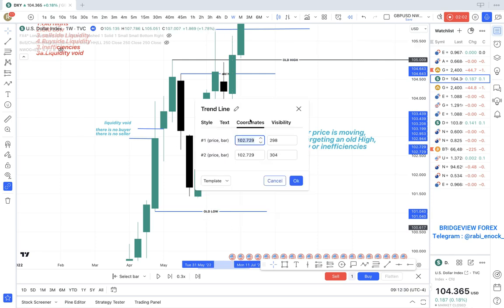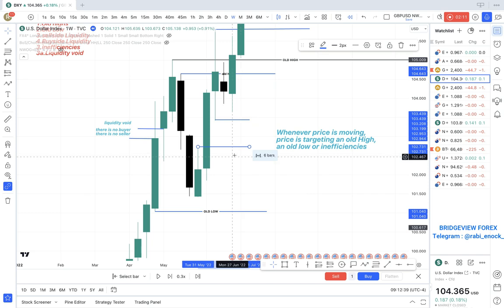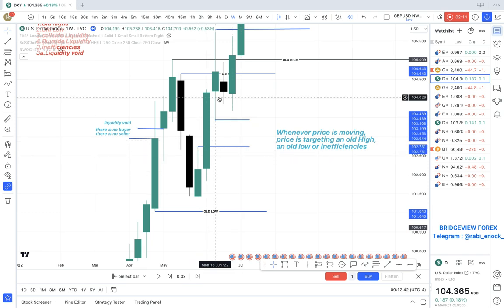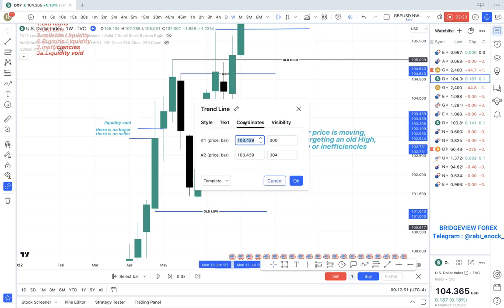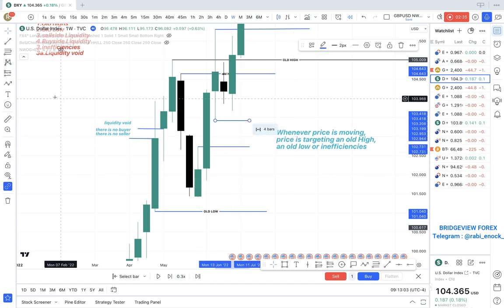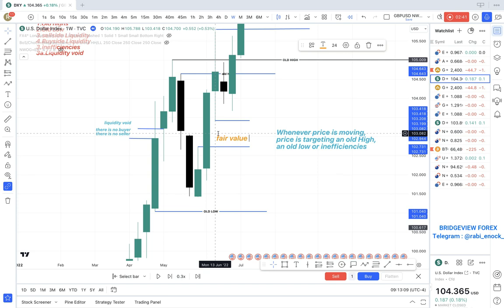The highest of this is 102,731. This is the highest of this candle, and then the lowest of this candle that intersected it is 103,418. So this is a fair value gap.